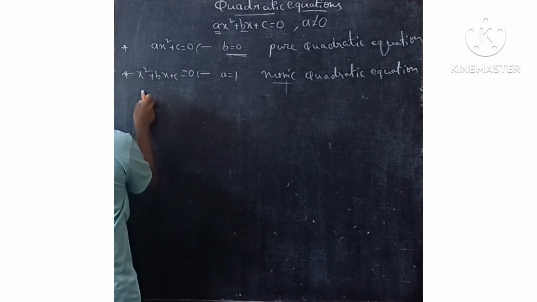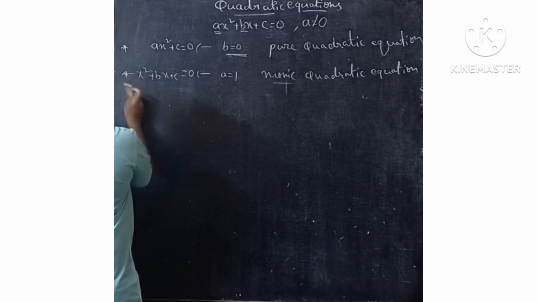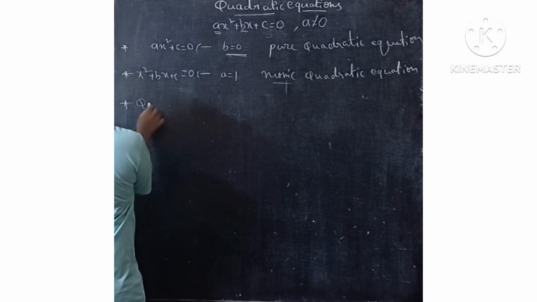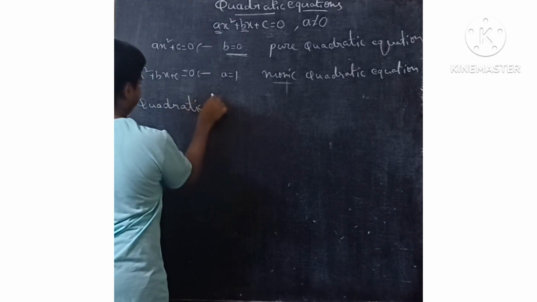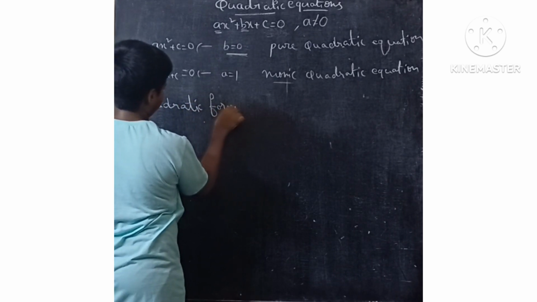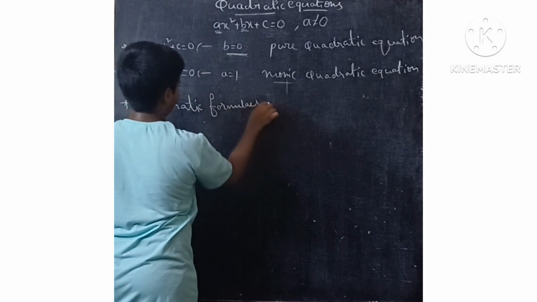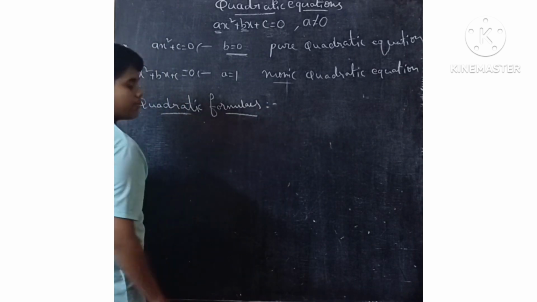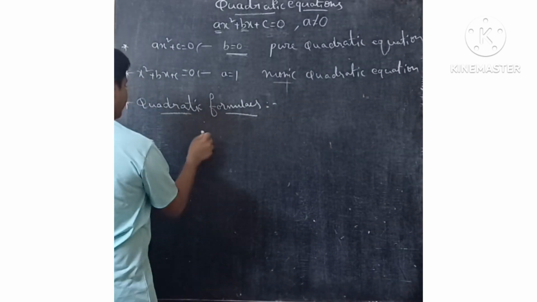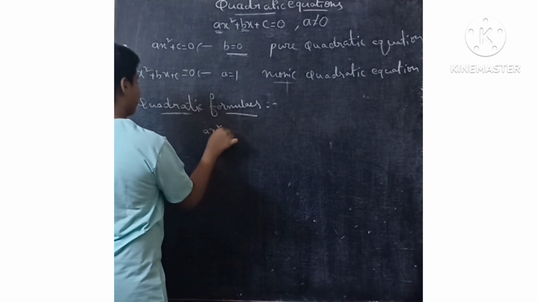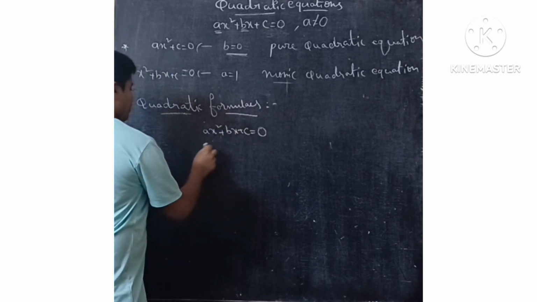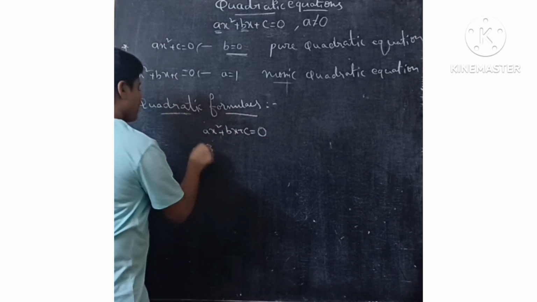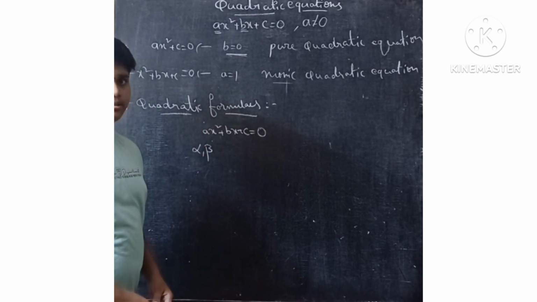And here another, how to find quadratic formula. What are the quadratic formulas? Which means here if I take ax square plus bx plus c equal to 0, the two roots are known as alpha and beta, which are Greek letters.